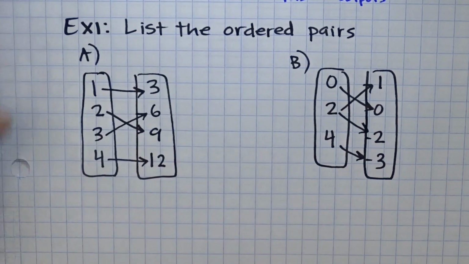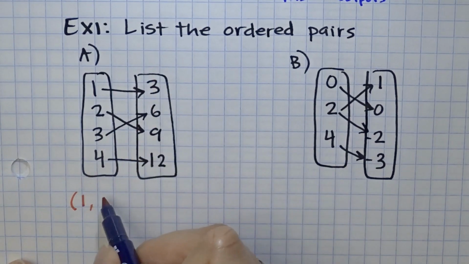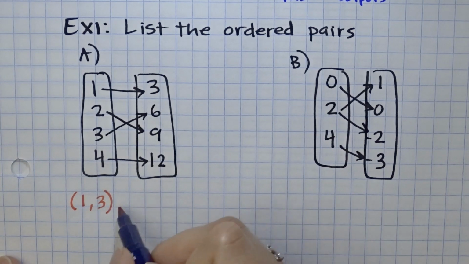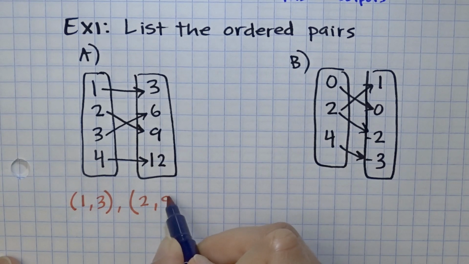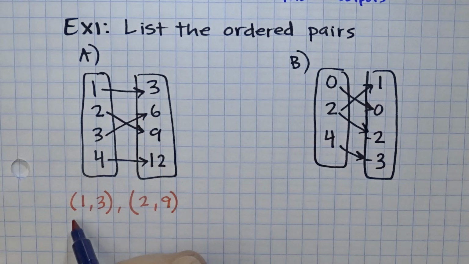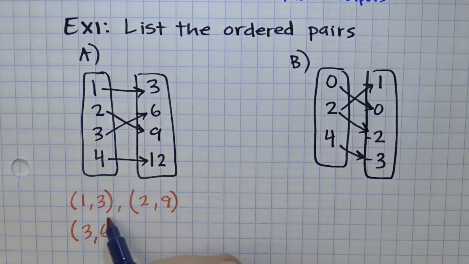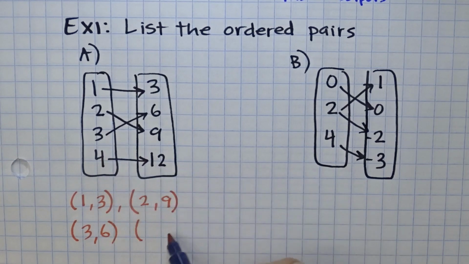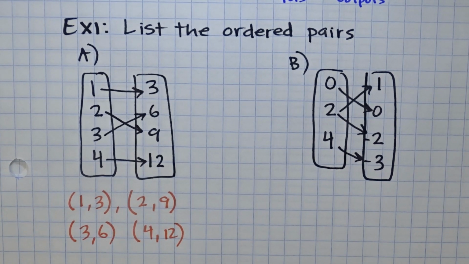So, solution. The ordered pairs would mean input of 1 corresponded to output of 3. The next one, 2 corresponds to 9 or is paired with 9. And then you also have 3, follow the arrow, being paired with 6, and 4 being paired with 12. So those are your input-output pairs, which become your coordinates or ordered pairs.